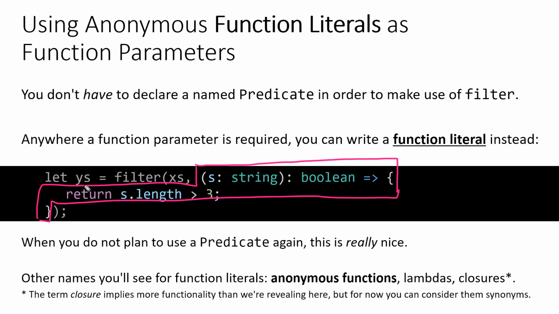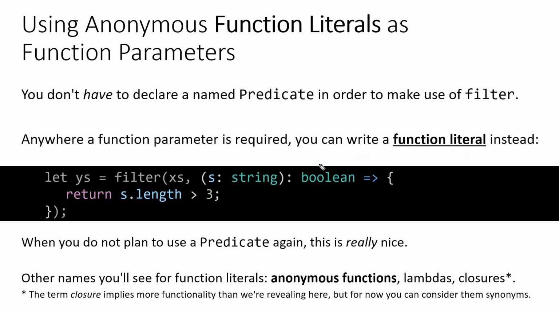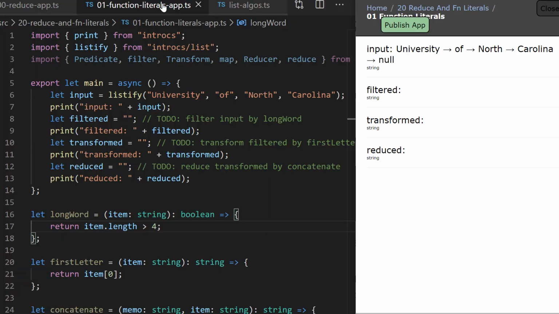All right, so let's go actually try using this in some example code. So I'm going to switch over to today's materials, and I've changed my example to the 01 function literals app. And we've got some setup here that we can talk through. So we've got a list of string values, University of North Carolina. And when I print that input list, we see that we get an output in list form.